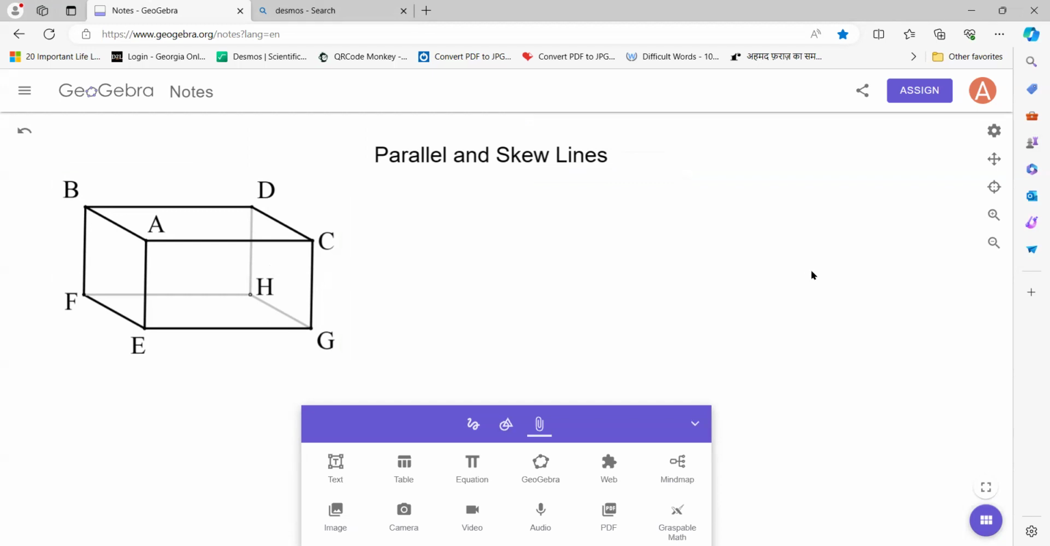Skew lines are kind of similar. Skew lines are two lines, just like parallel lines, they never meet, but they're not on the same plane. And that's the part that throws people off.